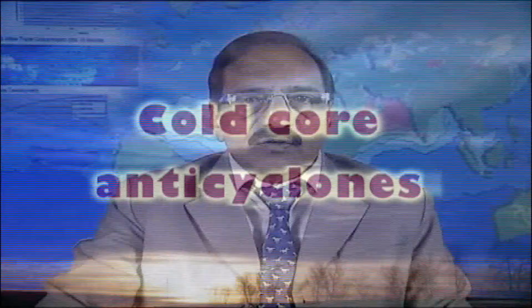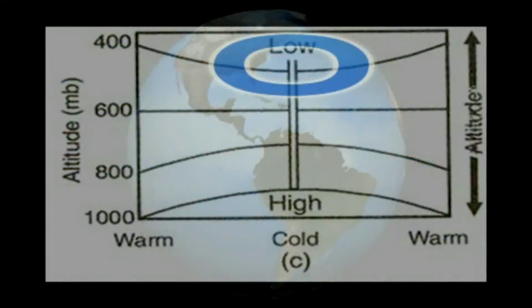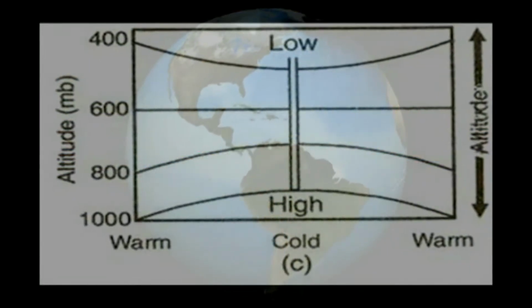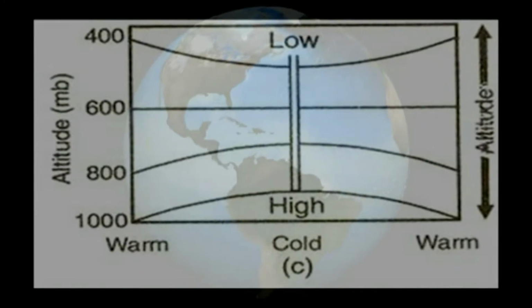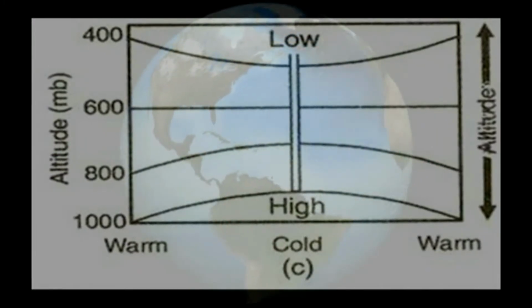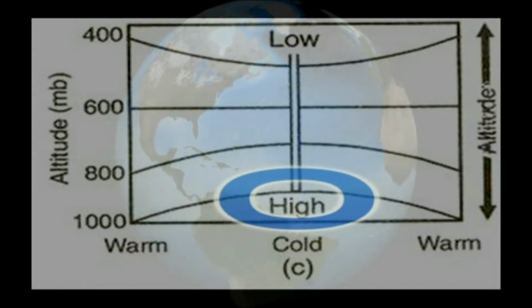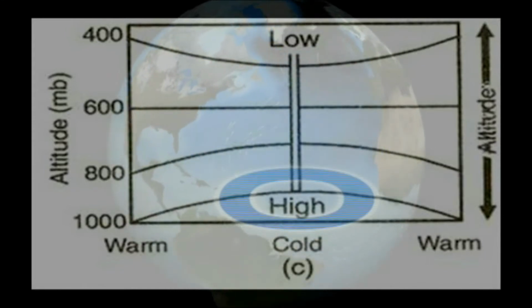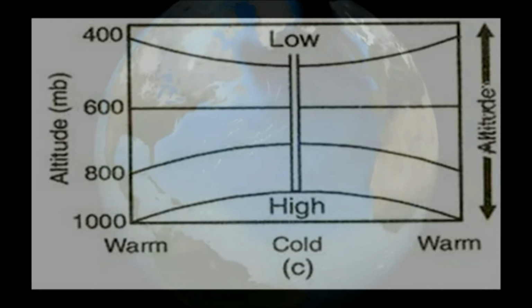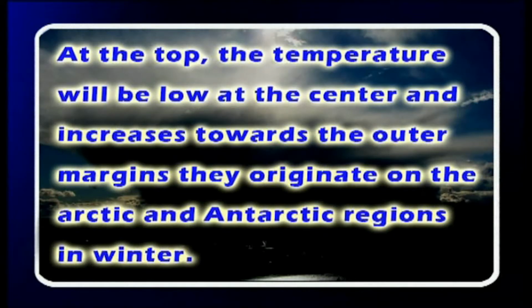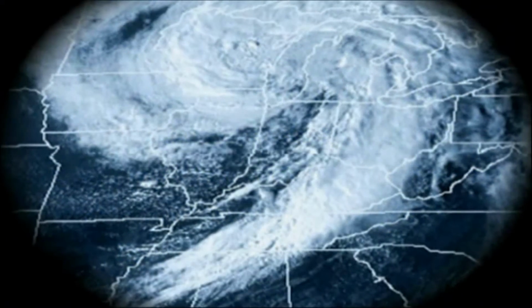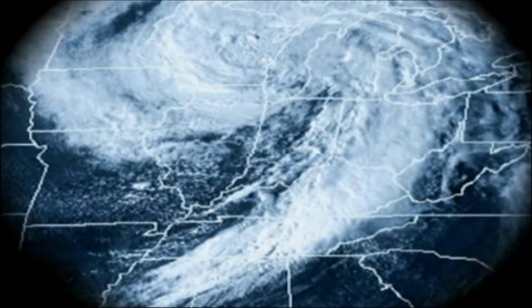Cold core anticyclones. Cold core anticyclones have the low at the center, and up to a certain height the temperature increases, and at the top there exists the low temperature. At the lower level the temperature is high at the center and decreases towards the outer margins. At the top the temperature is low at the center and increases towards the outer margins. They originate in the Arctic and Antarctic regions in winter. When they move towards the lower latitudes, they become warm core anticyclones.